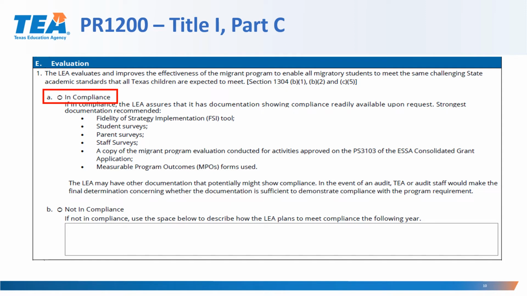The LEA may have other documentation that potentially might show compliance. In the event of an audit, TEA or the audit staff will make the final determination. If the LEA indicates that it's not in compliance, they will have to provide a description of how the LEA plans to meet the compliance the following year.